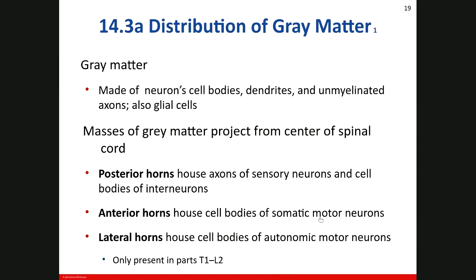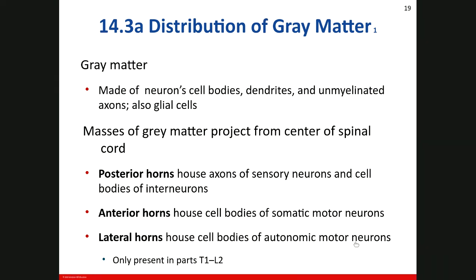Somatic motor neurons are the motor neurons which go to our skeletal muscle and control its function, the contraction and relaxation of our skeletal muscle. And the lateral horns are the new horns which I want to introduce to you. Lateral horns are only present in the thoracic part, all parts of the thoracic segment of our spinal cord, T1 to T12, and also L1 and L2. This is the other horn which we have, and it can house the cell bodies of autonomic motor neurons.